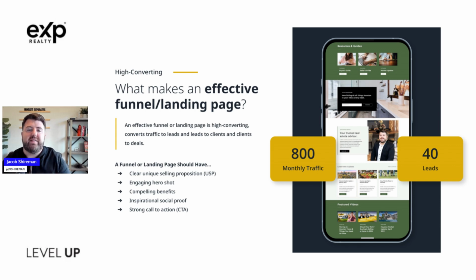So what makes an effective landing page and funnel? That is basically meaning that it's high converting, that it's actually capturing leads. So if you get in 800 monthly traffic, you're hopefully walking away with 40 leads. A funnel landing page should have a clear, unique selling proposition. So these are all of your headers, your main header, your subheadings throughout the page. It's basically talking about why people should buy a home with you, sell a home with you.